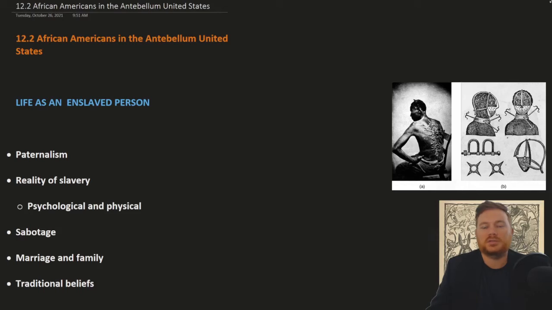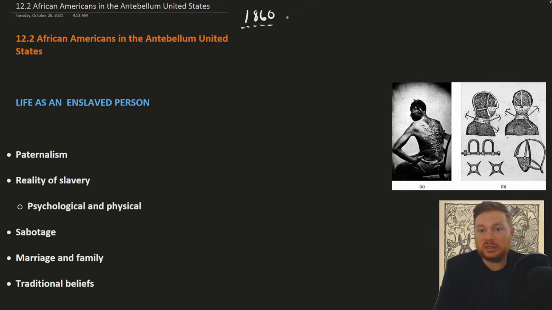All right. This is OpenStax U.S. History, Chapter 12, Section 2, African Americans in the Antebellum United States. So for the most part, we're just going to be using 1860 as a reference here. That is the year right before the Civil War.